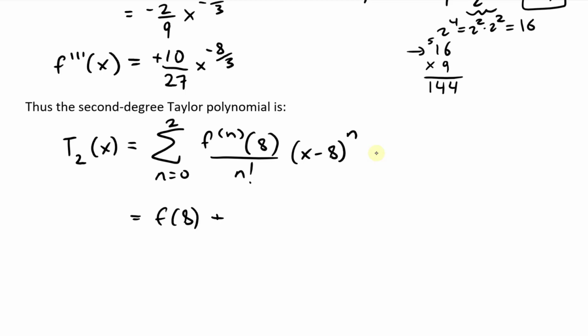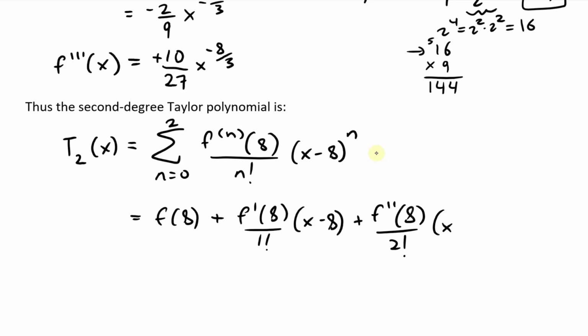And then plus the first derivative at 8 over 1 factorial, just for completeness, times x minus 8 to the power of 1. And then we just need to go up to degree 2. So up to here, degree 2, this is f double prime at 8 divided by 2 factorial, times x minus 8 to the power of 2.